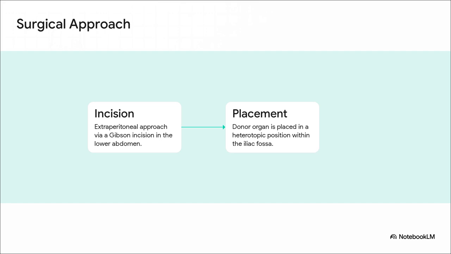Well, step 1 involves an extraperitoneal approach using a Gibson incision down in the lower abdomen. Then, step 2 is the actual placement, usually in the right or left iliac fossa, which is essentially the lower pelvic region. The crucial point here is that the right iliac fossa is usually the go-to spot. Why? Well, because the right external iliac vein sits a bit more superficially and has a flatter orientation. It seems like a minor anatomical detail, but it's a huge deal in the OR because it makes the delicate vascular suturing we're about to talk about a whole lot easier.